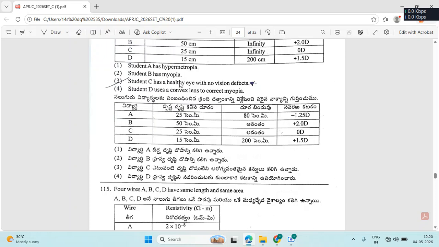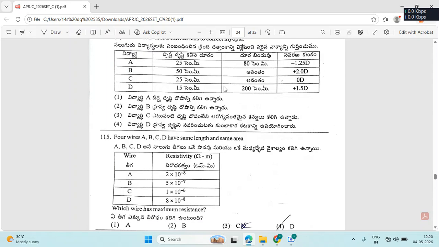Student B has myopia. Student C has a healthy eye with no vision defects. Student D uses a convex lens to correct myopia. The correct statement is student C has a healthy eye with no vision defects.